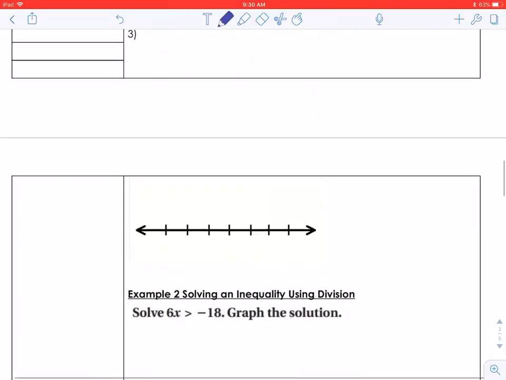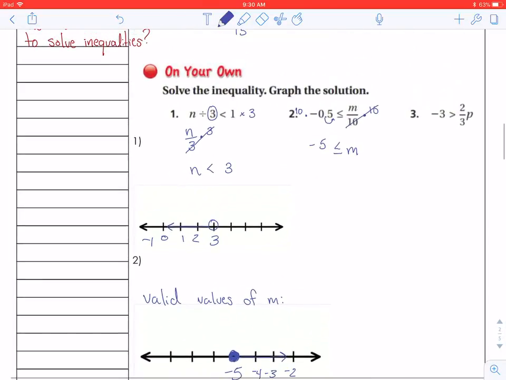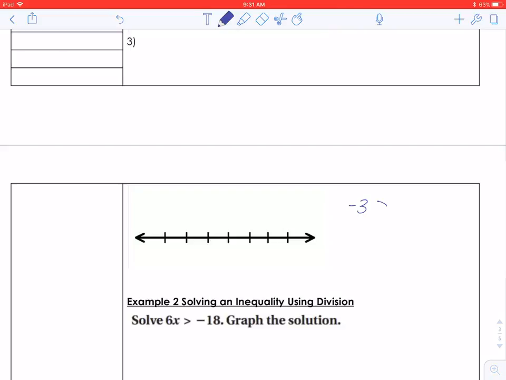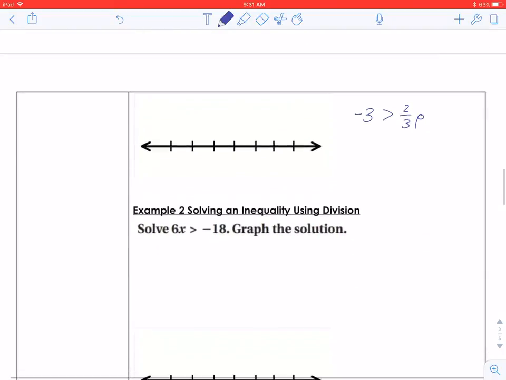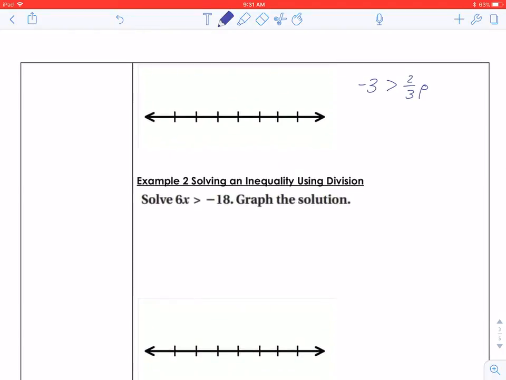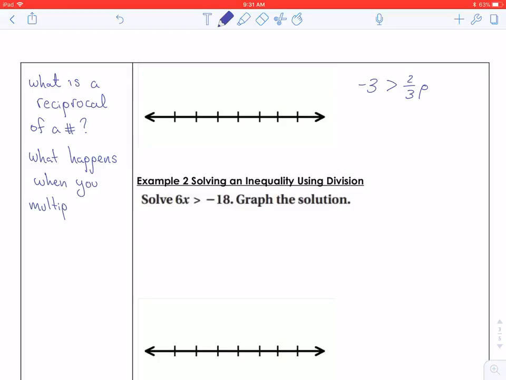And then for the very last one, I'm going to write that same thing over here. That was -3 is greater than 2 over 3p. Okay, so my question section is: what is a reciprocal of a number? And what happens when you multiply reciprocals?